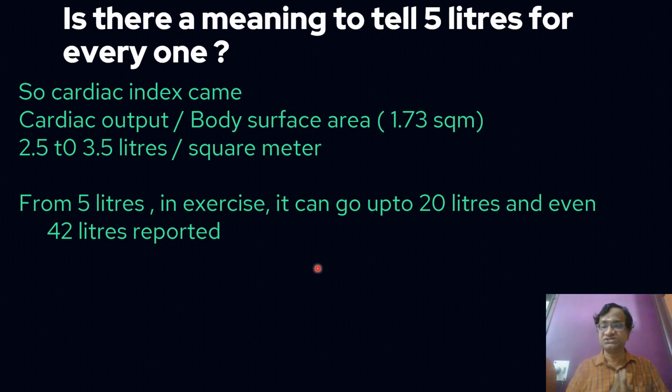From 5 liters, the cardiac output can go up to 20 liters in exercise, and even 42 liters are reported. Even in normal labor, it goes up to 12 liters. So the cardiac output is normally heart rate into stroke volume, which is 70 into 70, approximately 5 liters. And this is not very ideal. So we tell in terms of the cardiac index, which is the cardiac output divided by the surface area of the person. And this is around 2.5 to 3 liters per square meter.